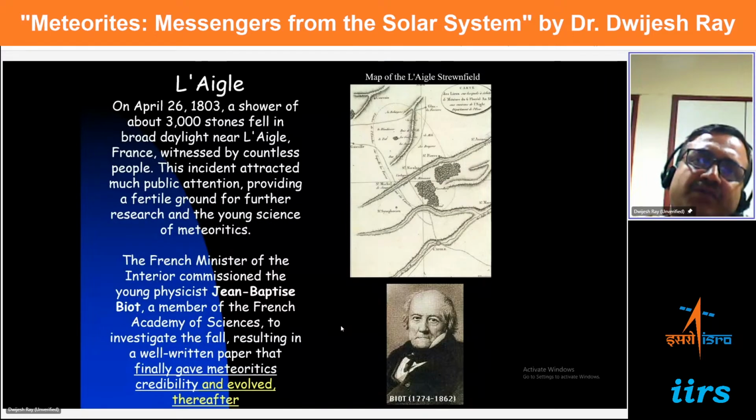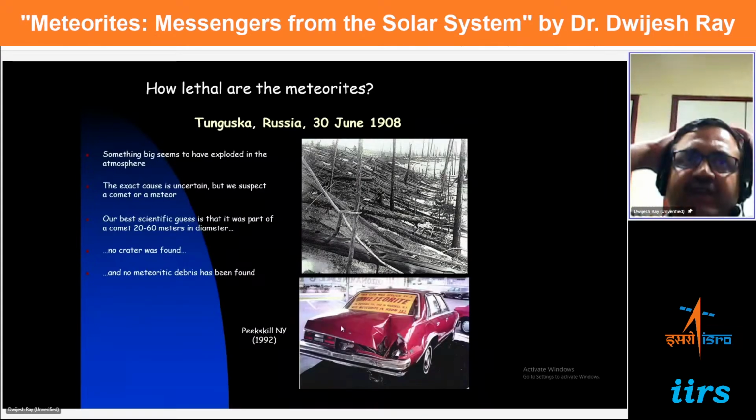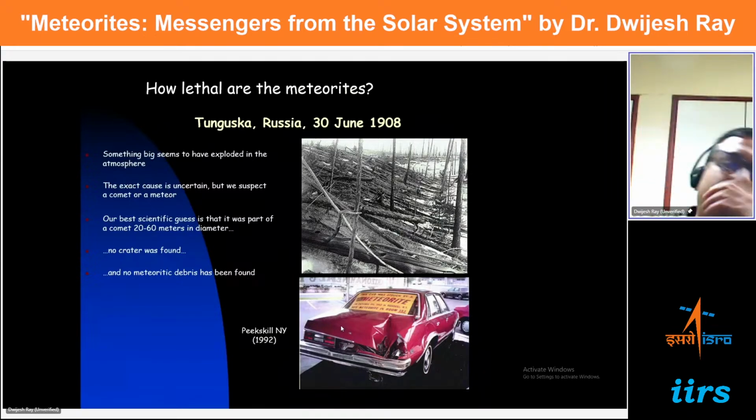So this is how meteoritics, meaning meteorite science, gets some credibility and evolves further. This is some of the example of how lethal a meteorite could be. This is one of the events in Siberia, Tunguska, in 1908. There are several trees that have fallen, lying this way. But they didn't find any meteorite or any stone from outer space. This is a little bit unusual.